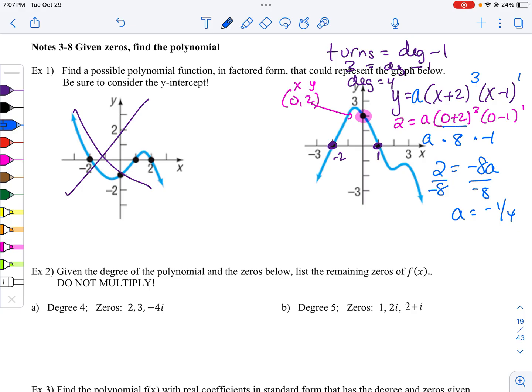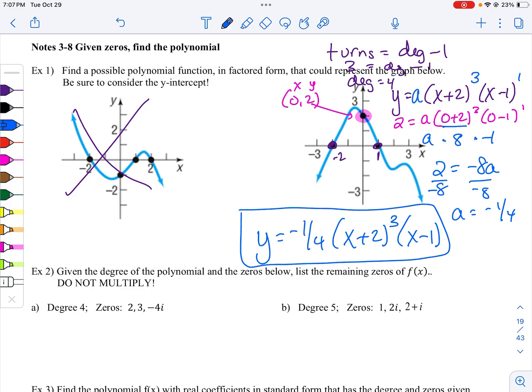All right, so my final equation is y equals, I'm just going to take this a value and plug it into that equation. So it's y equals negative 1/4 times (x plus 2) cubed times (x minus 1) to the first power. We don't have to put the 1 there. But again, taking a look at that degree is definitely something we want to consider when writing this equation. It has to at least be a degree of 4.